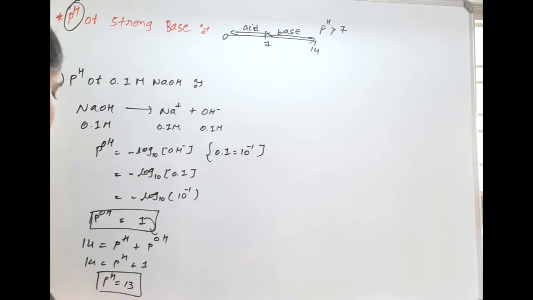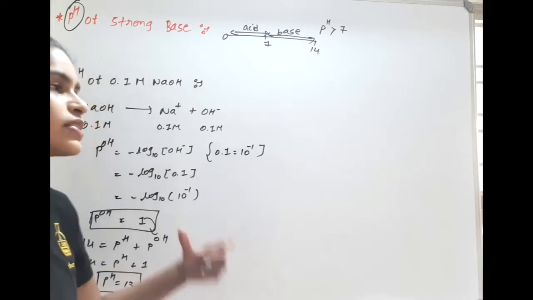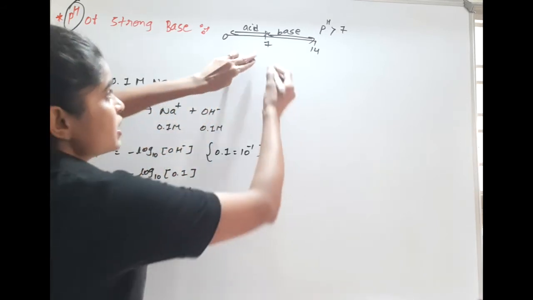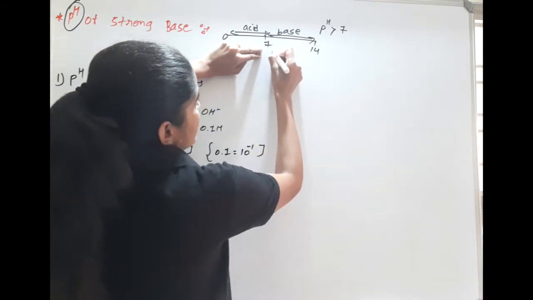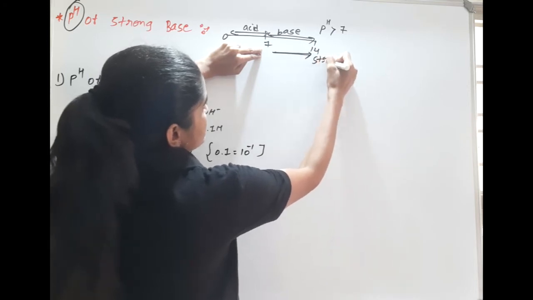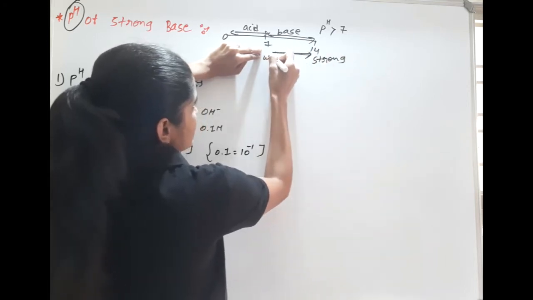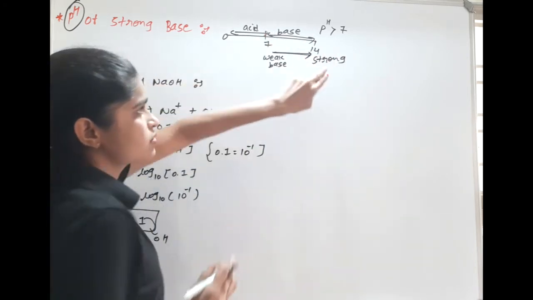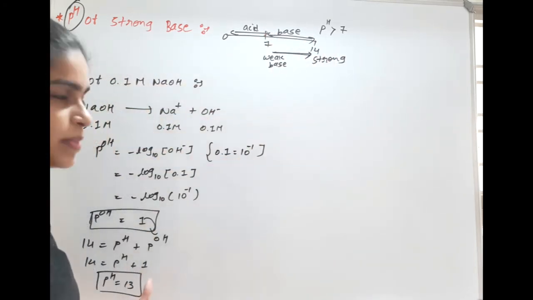This pH value is greater than 7, so this is a base, and specifically a strong base. As we move towards the 7 to 14 side, from left to right, the base gets stronger. On this side, a weak base, and near 14, a strong base. So this is a strong base.